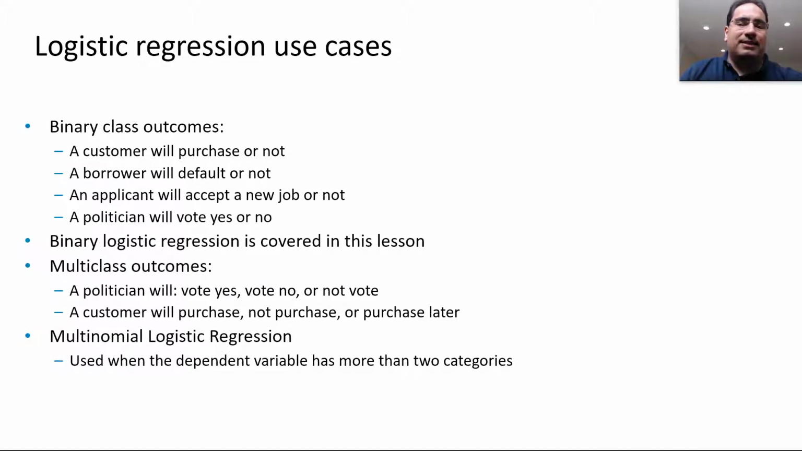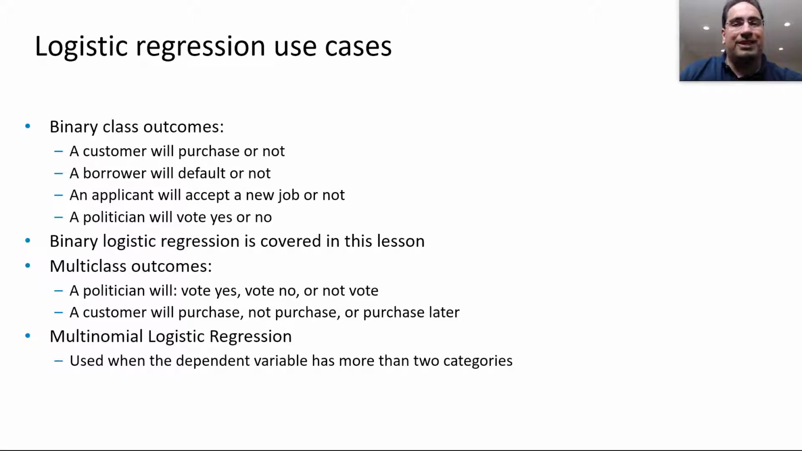You can use logistic regression for binary class outputs. Binary means you can only have two options, usually a positive and a negative case, or a default case and a non-default case. Some examples are a customer will purchase something or not, a borrower will default or not, a politician will vote yes or not. So there are different ways that you could model the output. One way is binary.